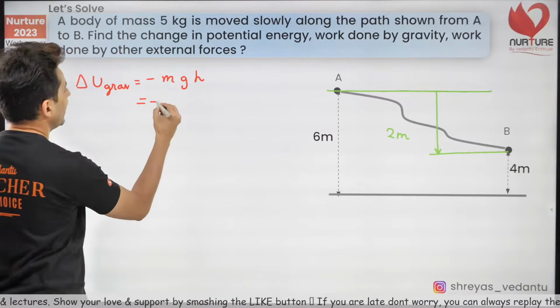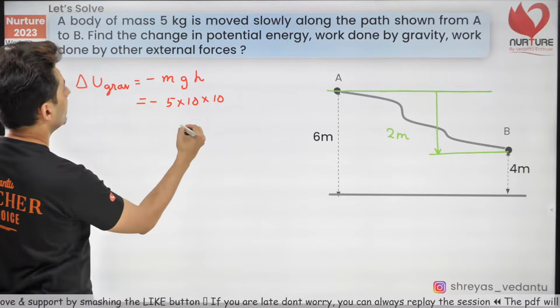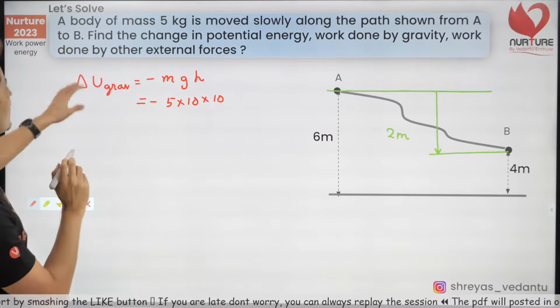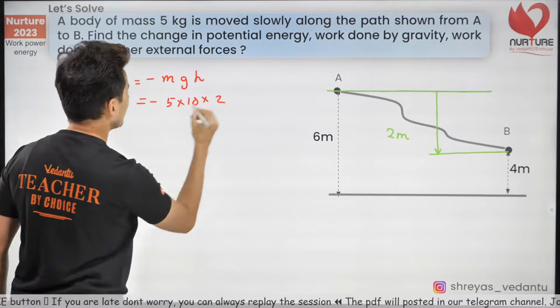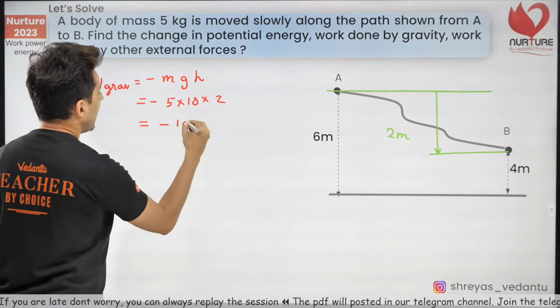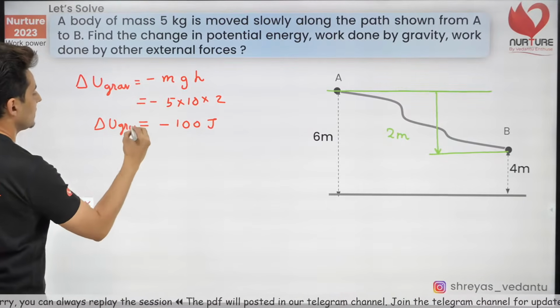Yep, it is negative. Beautiful. So it will be minus 5 into 10 into 10 mgh. Is that correct? Mass of 5 kg. Oh, sorry, H is not 10, my bad, H is 2. Yeah, so this will become minus 100 joules. So that's the change in the gravitational potential energy.